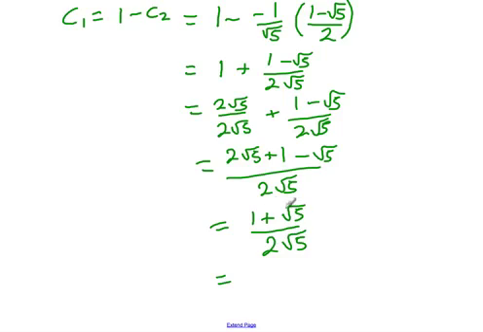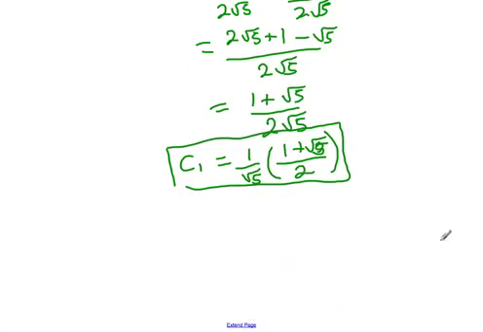And let's factor out that root 5 so it looks like what our surds look like in the original equation. So it looks like this if I factor out that root 5 in the denominator. Okay, so that's the value of C1.